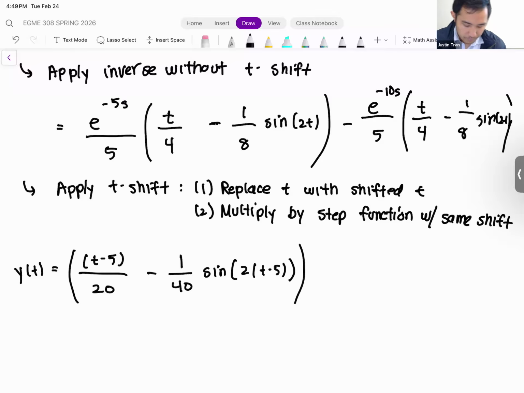Okay. Right. So all I've done there is, I've simplified this a bit. So I've multiplied by 1/5, but I've also replaced t by its shift. Okay, so t becomes t minus 5. And then we need to multiply by its corresponding step function. So we're going to multiply this by u of t minus 5. Okay.